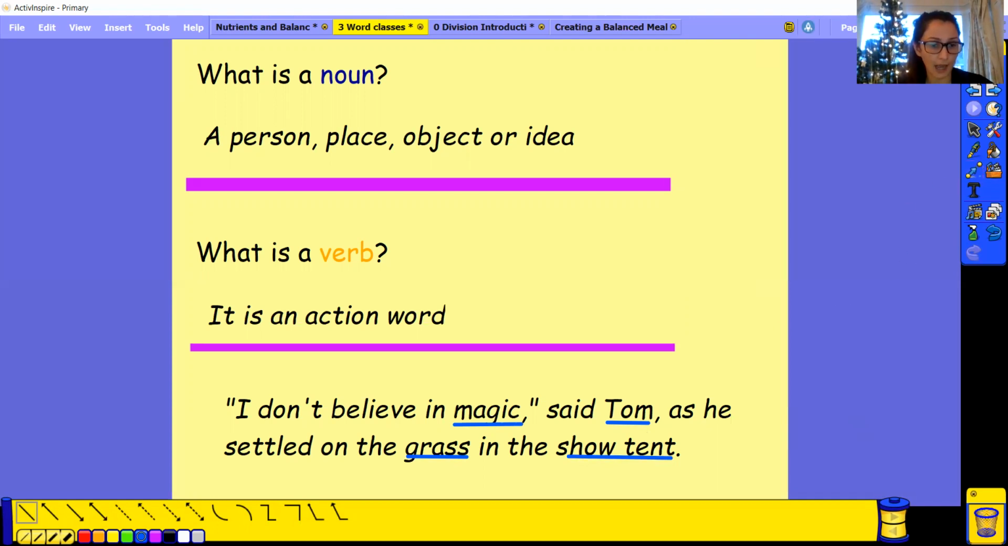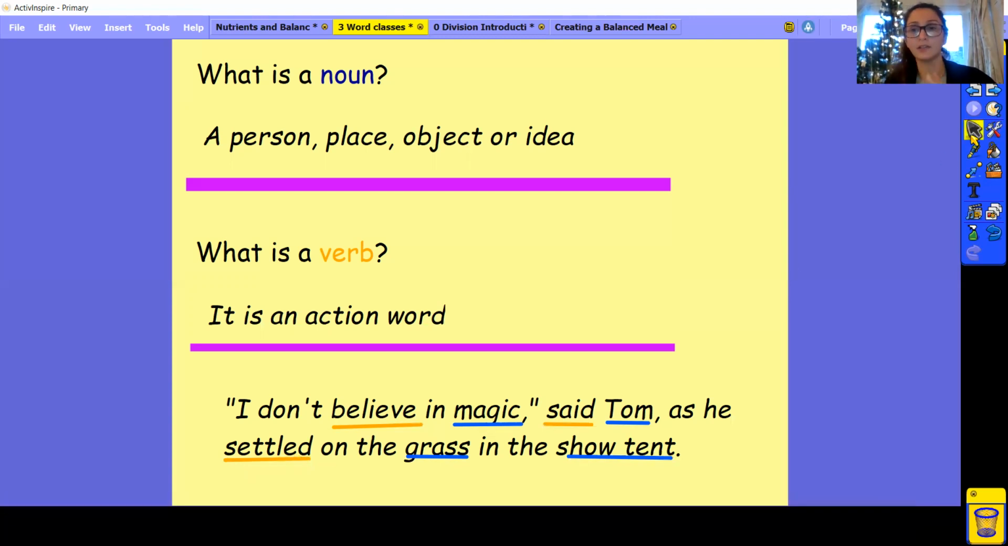So, let's find our verbs. Remember, these are action words. I don't believe in magic. Have a think about what the verb is in that sentence. Well done if you said believe. "Said Tom as he settled on the grass in the show tent." So have a think about were there any more. Well done if you said said and settled on the grass. Remember, he's sitting down, and settled means to sit down quietly without a fuss, okay? He's not doing it quietly, he's just getting on with it. So well done if you said those are the nouns and verbs of these sections.